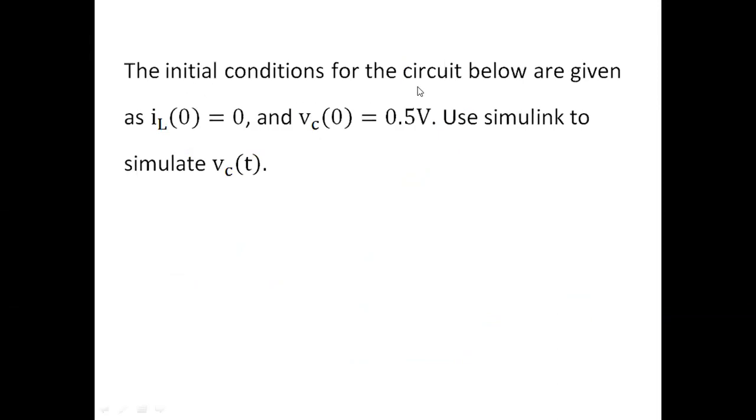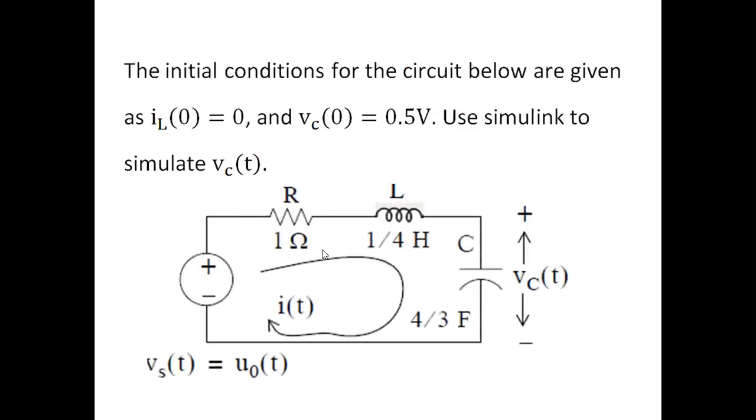The initial conditions for the circuit below are given as IL at time 0 is equal to 0 and VC at time 0 is equal to 0.5 volts. Use Simulink to simulate VC. So the circuit under consideration is as shown.